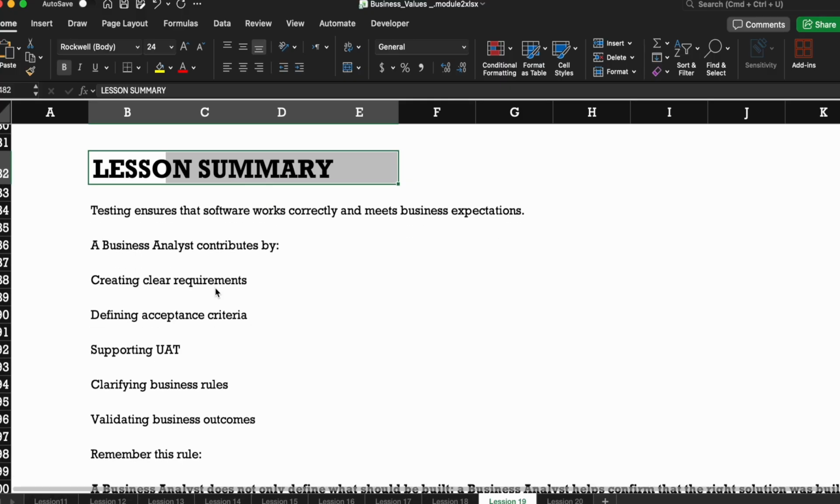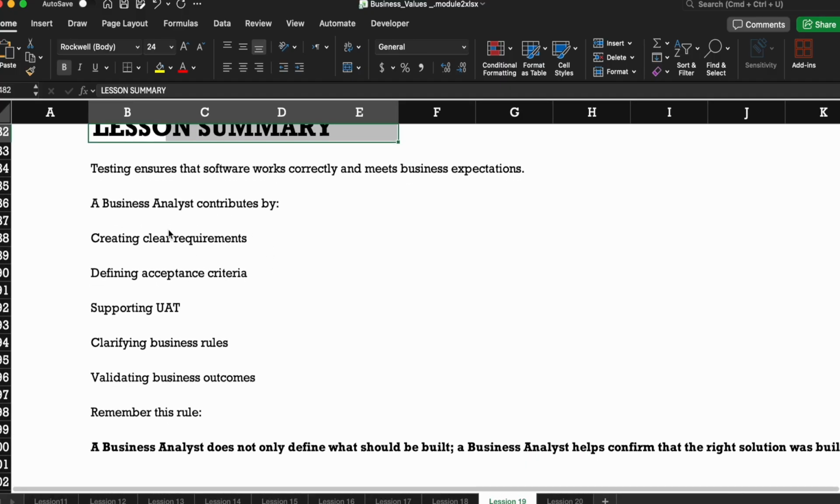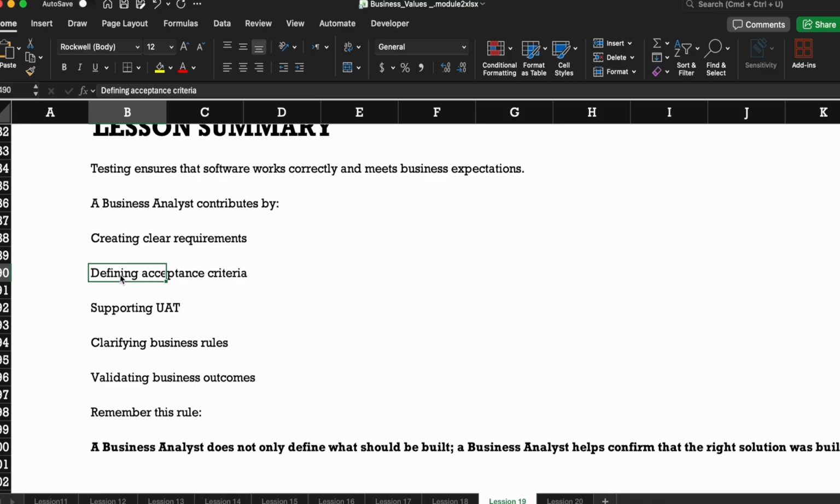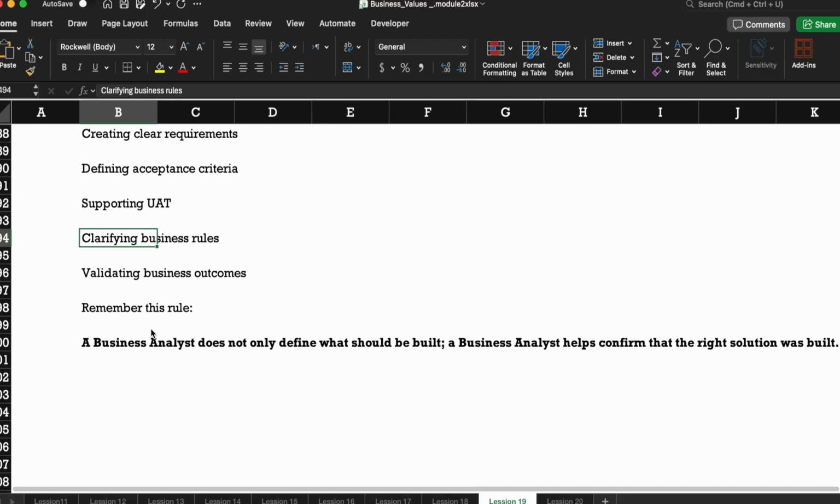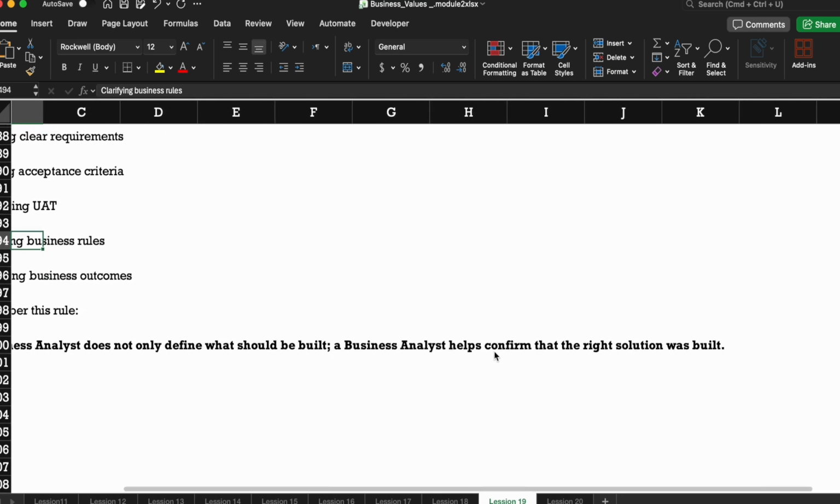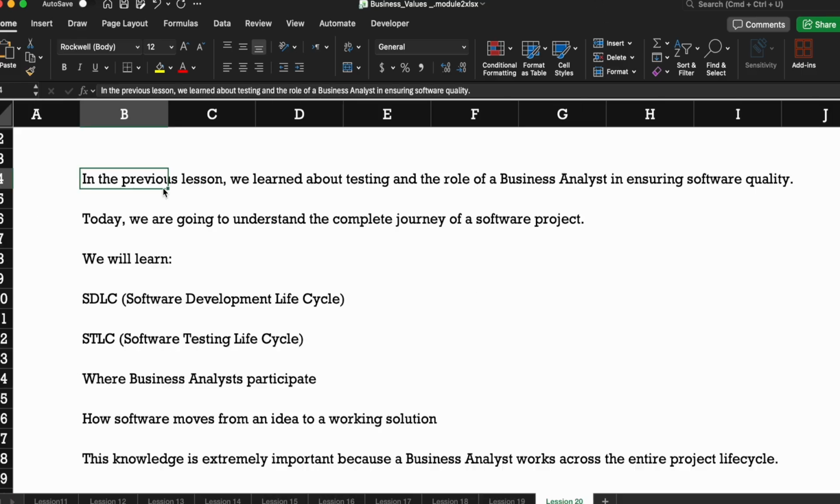A business analyst contributes by creating clear requirements, defining acceptance criteria, supporting user acceptance testing (UAT), clarifying business rules, and validating business outcomes. Remember this rule: a business analyst does not only define what should be built, the business analyst helps confirm that the right solution was built. Okay, so that's the end of lesson number 9 for module number 2. I'll see you in the final lesson, lesson number 10, which is 20 overall, in the next lesson. Okay, thank you everyone.